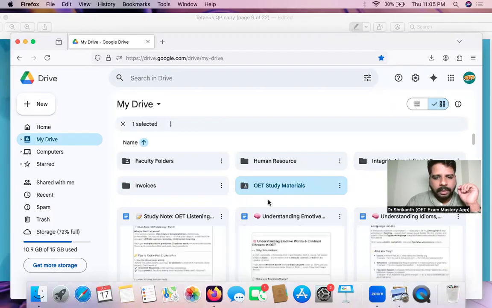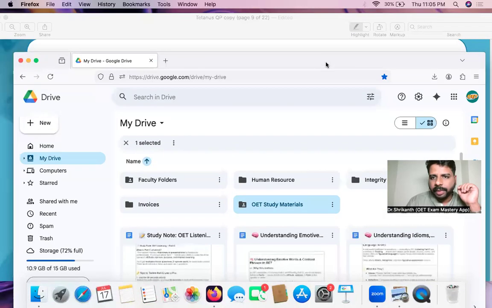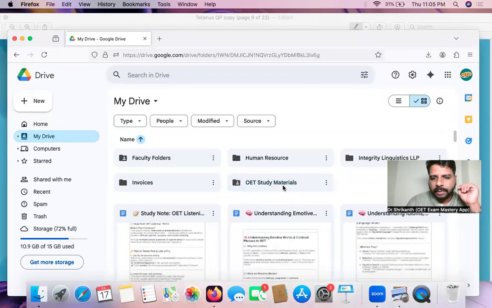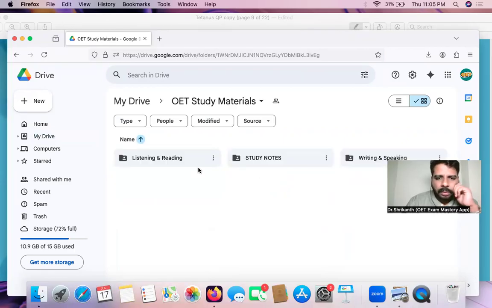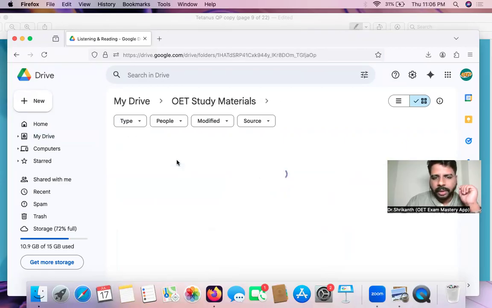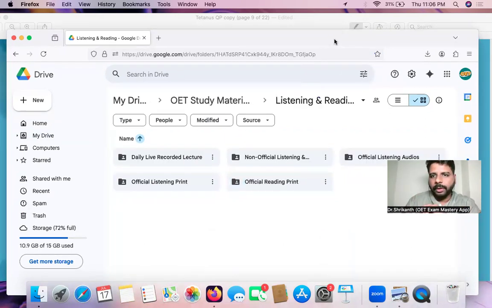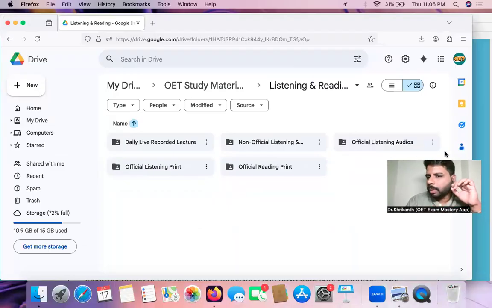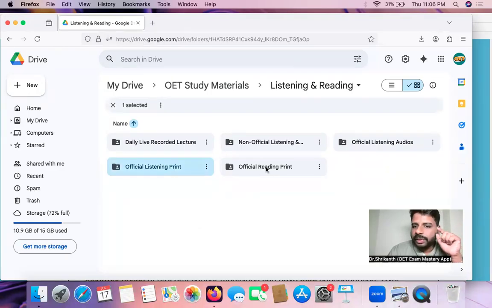Right. So another thing I want to talk about is the importance of practicing with the official OET materials. This is where you open up. If you open, for example, listening and reading, again very neatly, you will not be getting this organized level of thing from anywhere else. It took a lot of effort to organize everything like this. Now, see over here, you can see official listening, official reading. These official folders have the original OET question papers.